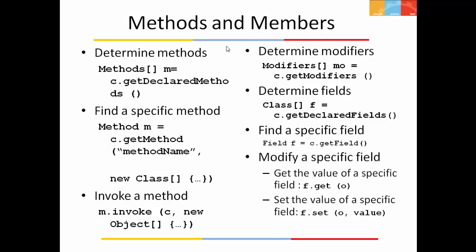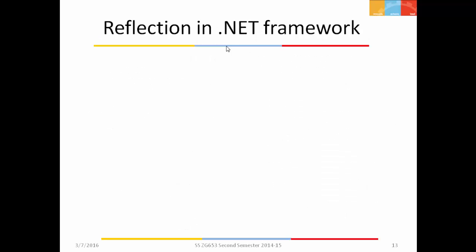Then you can do get and set. f.get returns the value, or it can set, f.set(o, value), so this value will be set into this object. So this is how one can use the reflection mechanism to get information about the base level application classes. We will also study reflection in the .NET framework. You will find that it is very similar to Java.